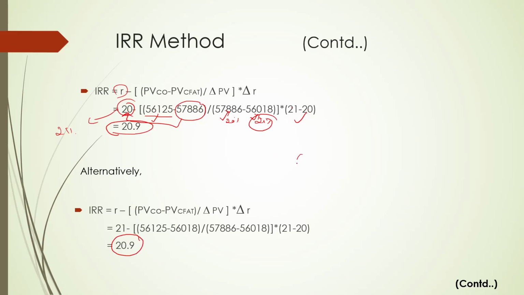So what is your conclusion? The conclusion is the IRR of B is greater than the IRR of A. That is, 20.9 is greater than 17.8.